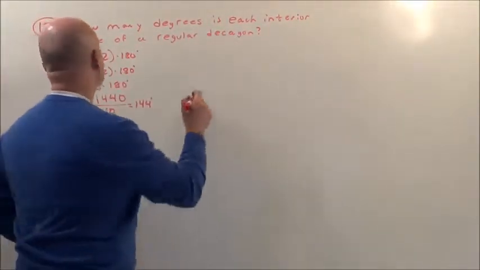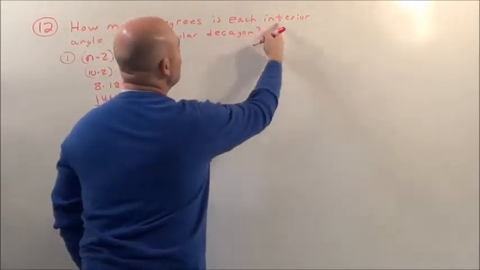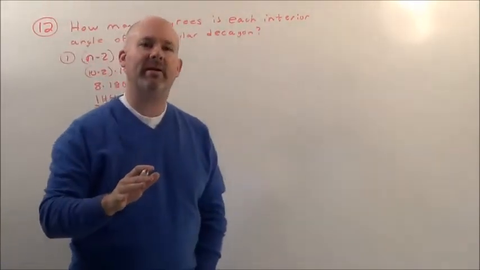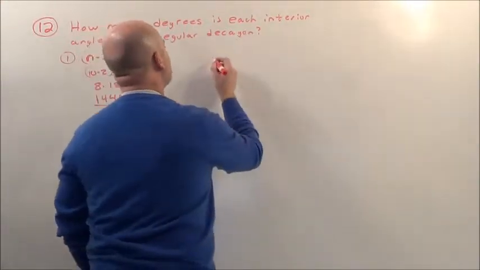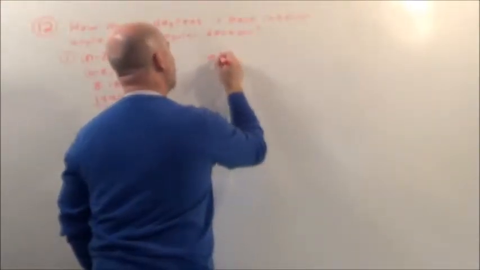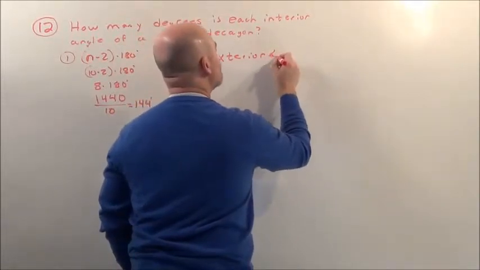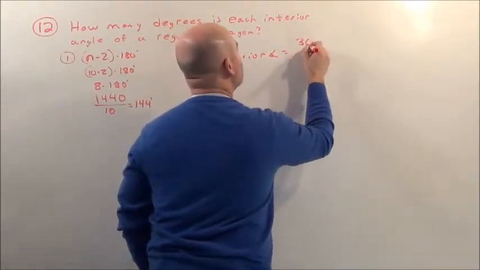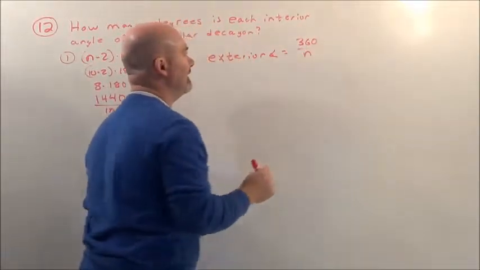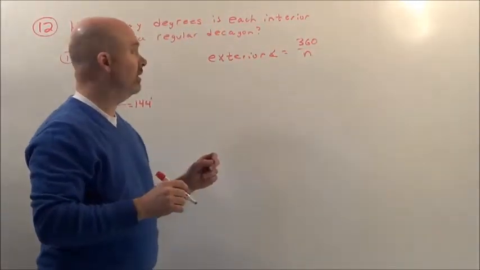Now what I like to do is, instead, I never worry about the interior angle. I have this great formula that tells me that the exterior angle, the angle on the outside, is always equal to 360 divided by the number of sides. That's a quick, easy formula.